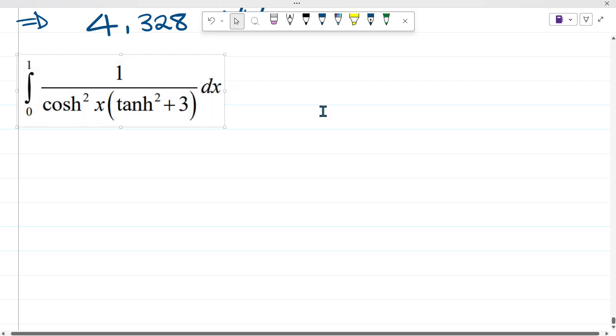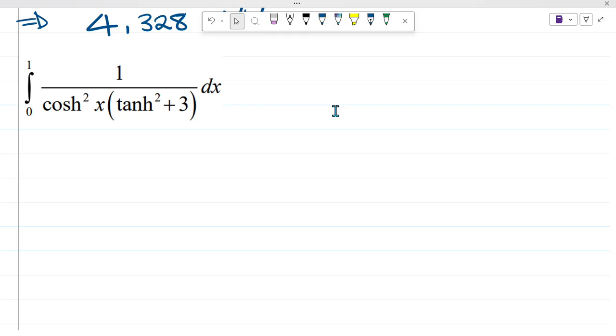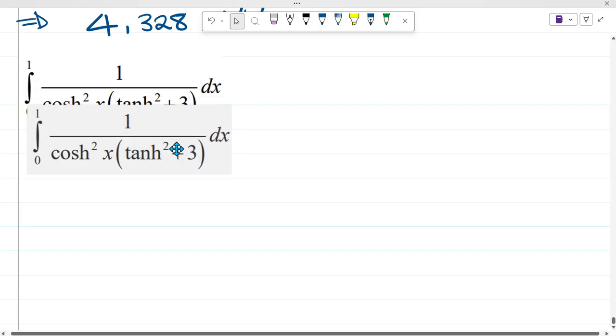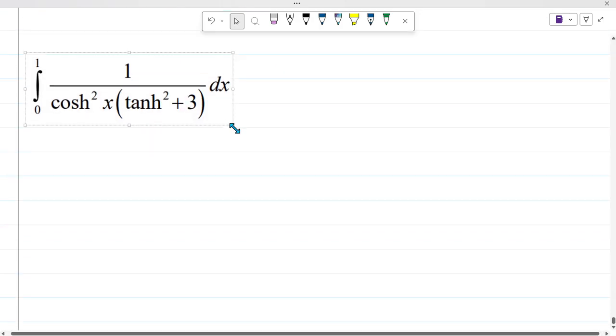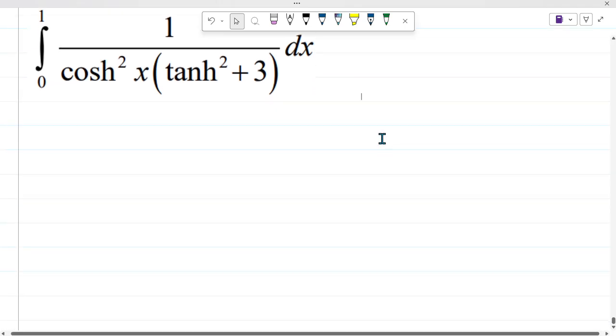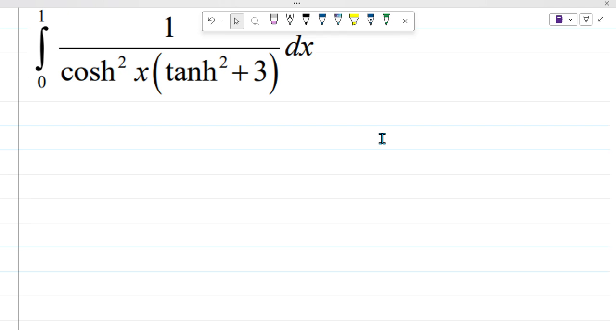Still a lot to be covered. Okay, what do we have right now? We've got the integral of 1 divided by hyperbolic cos squared. Let's take you down. All right, we've got the integral of 1 divided by hyperbolic cos squared of x, hyperbolic tan squared plus 3 dx.